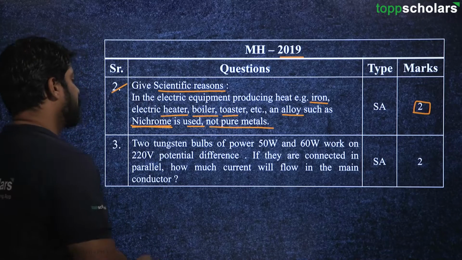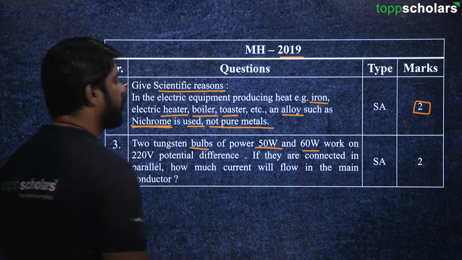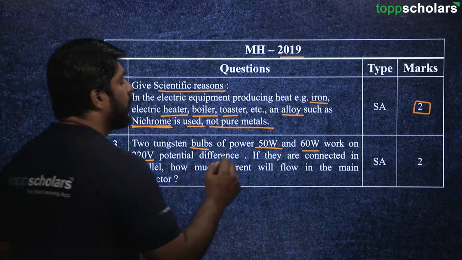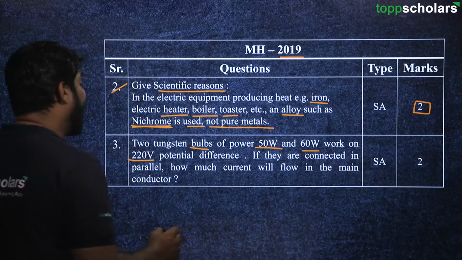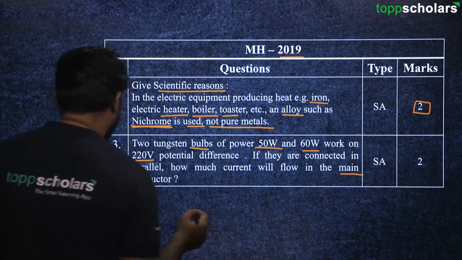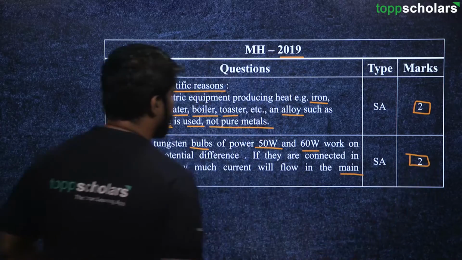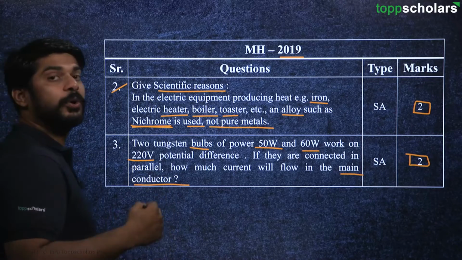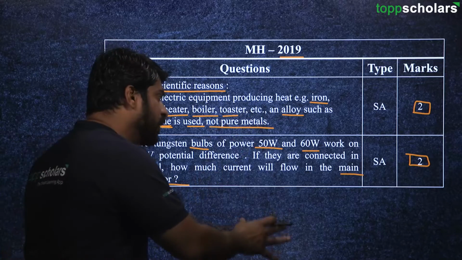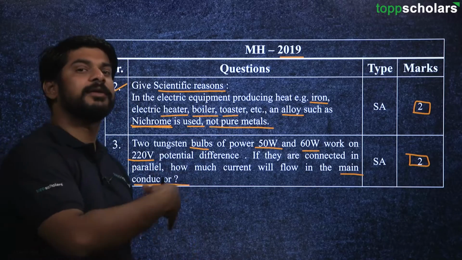Okay, next question is, two tungsten bulbs of power 50 watt and 60 watt work on 220 volt potential difference. If they are connected in parallel, how much current will flow in the main conductor? So this is for 2 marks. So this question is going to be discussed at the end of this lecture, so let's not discuss it right now. Full description, full answer will be discussed later on. So let's skip it for right now. Later on we will discuss.